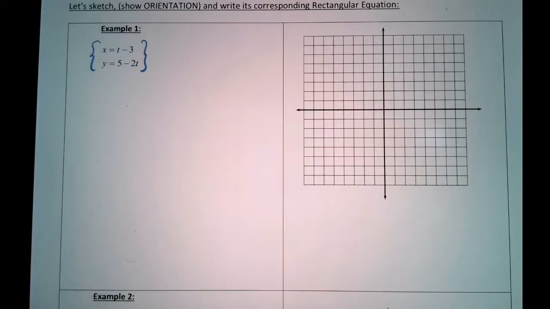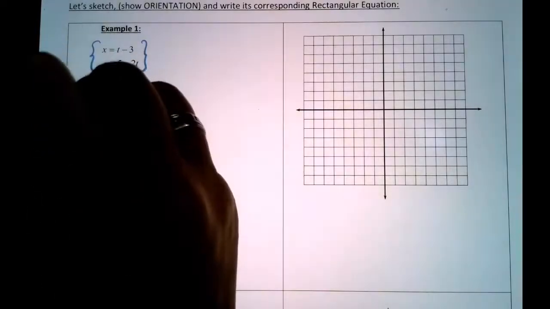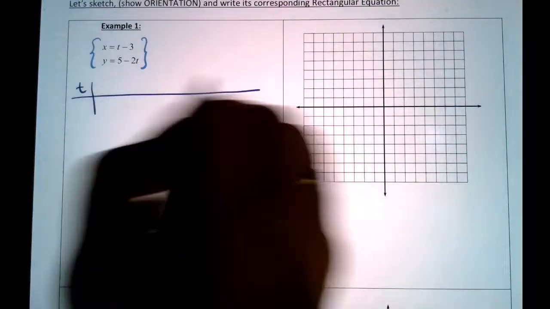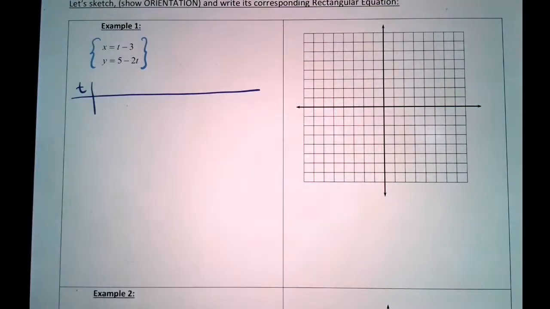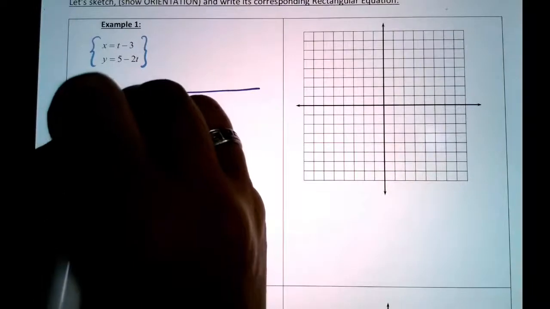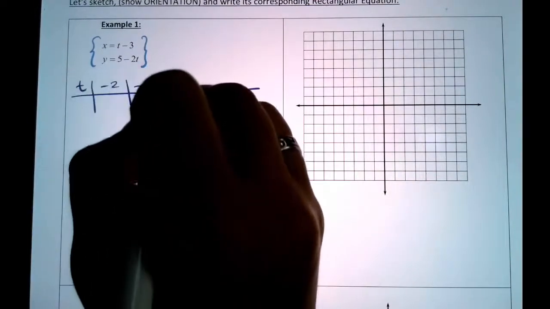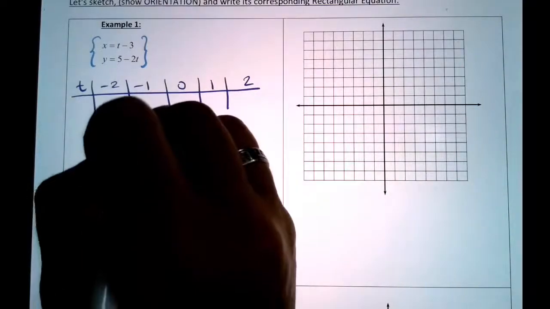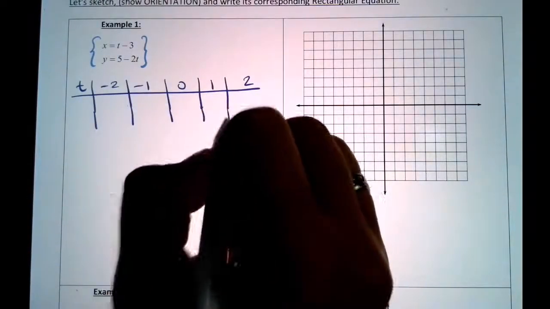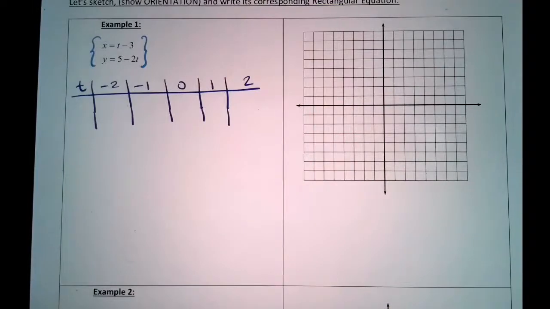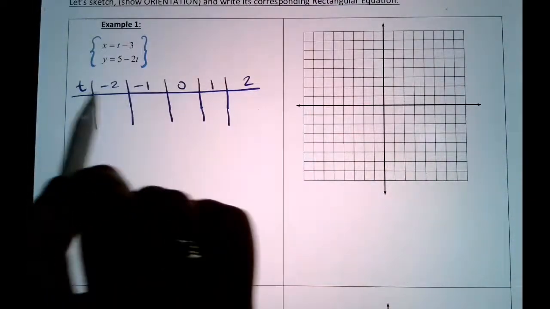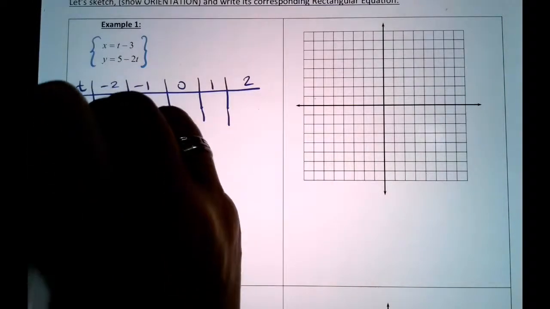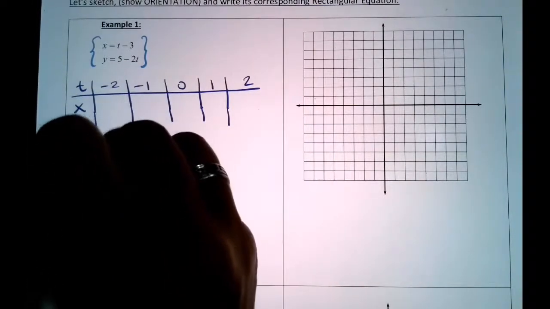You can either set it up vertically or horizontally. I'm going to set it up in a horizontal format. So I'm going to make up t values here. I'm just going to make stuff up. My Algebra 1 teacher always said to do some negatives and some 0 and some positives. There's certainly no reason for that other than try a bunch of things, see what happens. So I can decide what I'm going to plug in for t, whether it works or not. We'll see. I'm going to evaluate for x and evaluate for y.